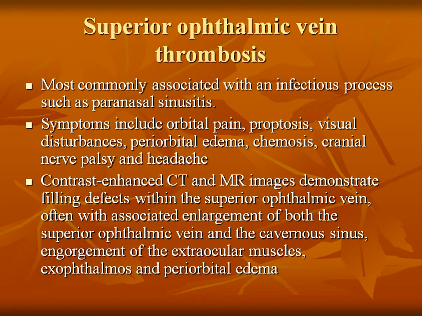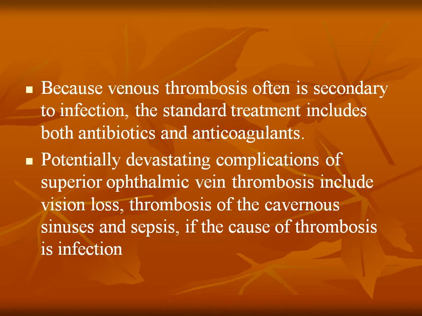Superior ophthalmic vein thrombosis is most commonly associated with infections such as paranasal sinusitis. Symptoms include orbital pain, proptosis, visual disturbance, periorbital edema, ecchymosis, cranial nerve palsy, and headache. Contrast enhanced CT and MR images demonstrate a filling defect within the superior ophthalmic vein, associated with enlargement of both the superior ophthalmic vein and the cavernous sinus, engorgement of the extraocular muscles, exophthalmos, and periorbital edema. Because the venous thrombosis is secondary to infection, the standard treatment should include both antibiotic and anticoagulant. So we should give antibiotics and anticoagulants.